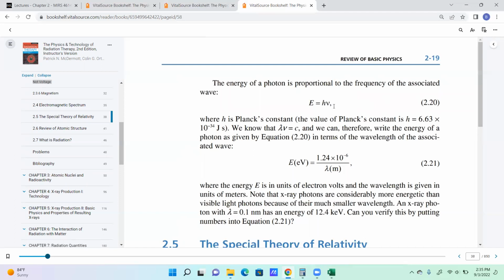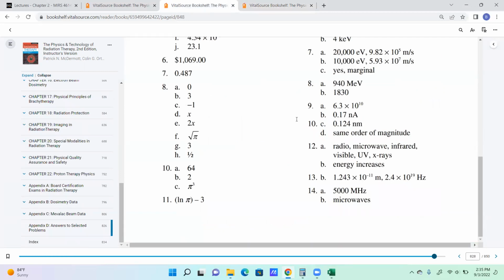It's basically a positive number multiplied by the frequency. So the bigger the frequency, the bigger the energy. So that's why the energy increases in that direction.